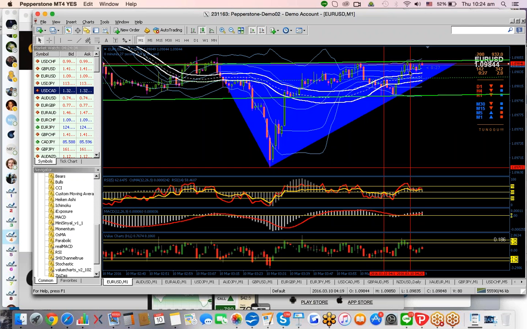Rectangle could mean that the next movement could come down to here, or even here, which is good for us actually.